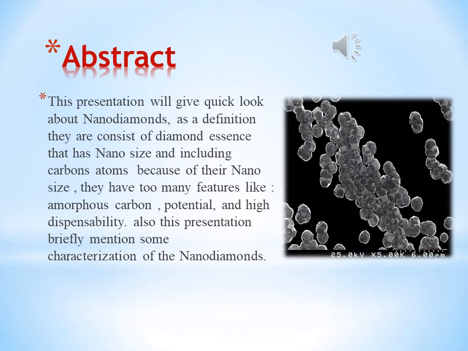In this presentation, I will talk about nanodiamonds. As a definition, nanodiamonds consist of diamond essence that has a size between 1 and 10 nanometers, and they also include carbon atoms. Due to their nano size, they have many features, like potential, amorphous carbon and high dispersibility. Also, this presentation briefly mentions some characterizations of the nanodiamonds.